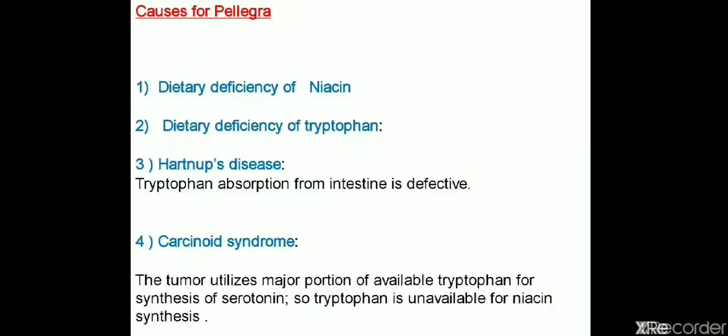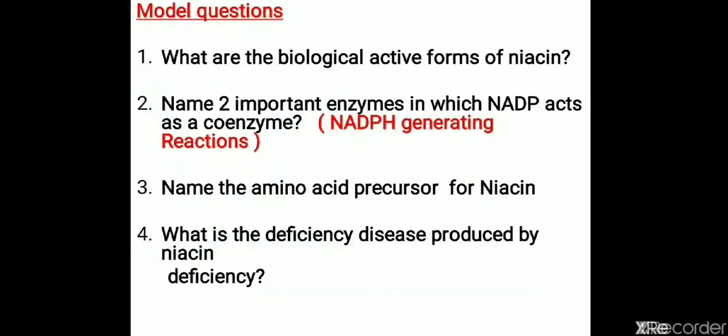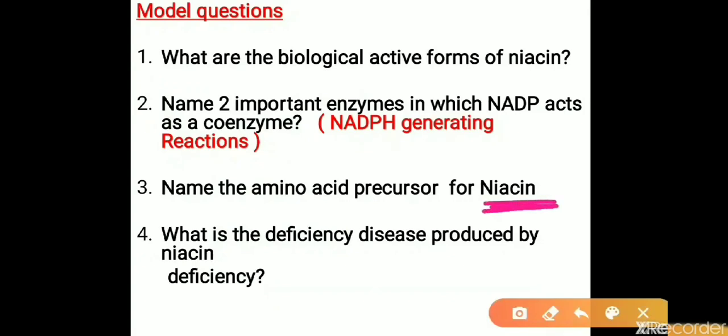The next question is: name the amino acid precursor of niacin. That is tryptophan, through the endogenous synthesis of niacin from tryptophan. The last question: what is the deficiency disease produced by niacin? Niacin deficiency produces pellagra, and pellagra is characterized by dermatitis, diarrhea, and dementia. The causes of niacin deficiency or pellagra are: one, dietary deficiency of niacin; second, dietary deficiency of tryptophan; third, Hartnup disease; and fourth, carcinoid syndrome.